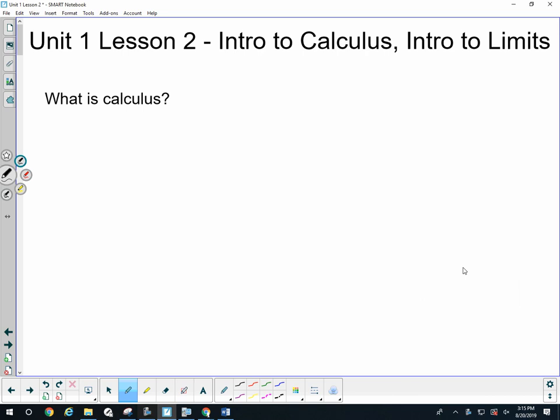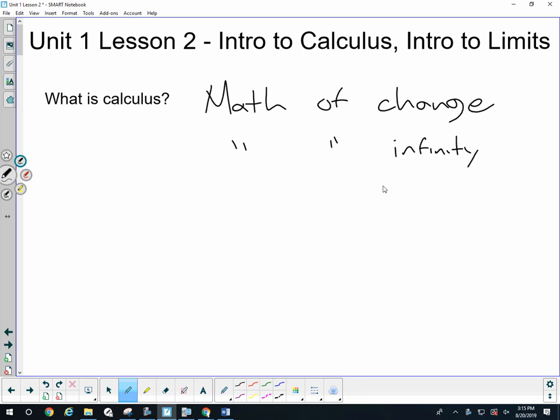What are we learning? What is calculus? We're learning about the math of change. It's also called the math of infinities, or more specifically, the math of infinitesimals.